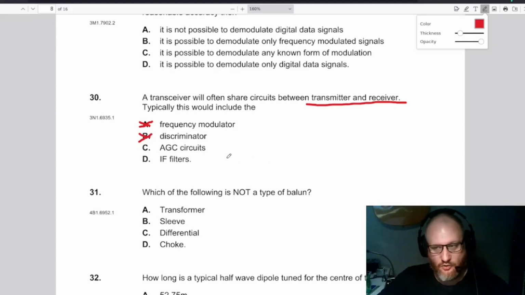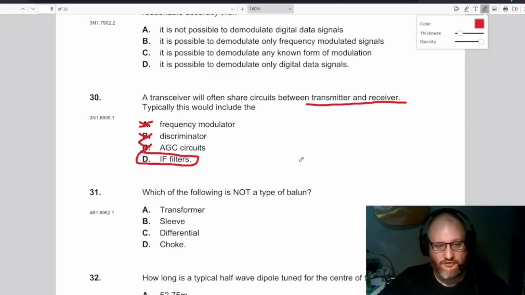AGC circuits, auto gain control. Well, AGC is about changing the amount of gain in the IF stage based on the strength of the demodulated signal, and again that's all about a demodulated signal, that's all on the receive side, so again that's not something that is going to be shared between the transmitter and the receiver. So what we're left with is the IF filters.